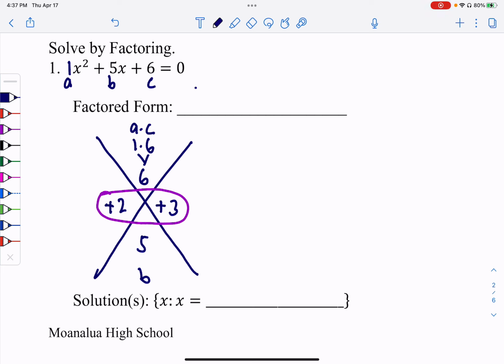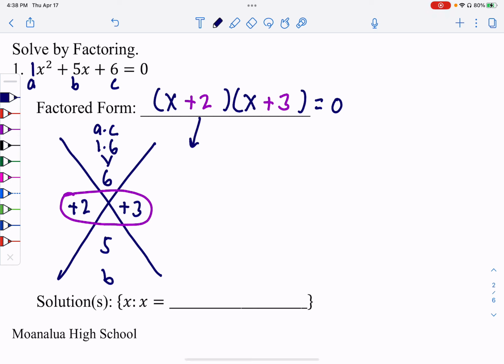So we can use that to get our factored form. Right, so x, x, and our two numbers were positive 2 and positive 3. So our two factors are x plus 2 times x plus 3. And again, this one is just equal to 0, so we write equal to 0. So now it's a factored form that's equal to 0. And when it's equal to 0, we can always use the zero product property.